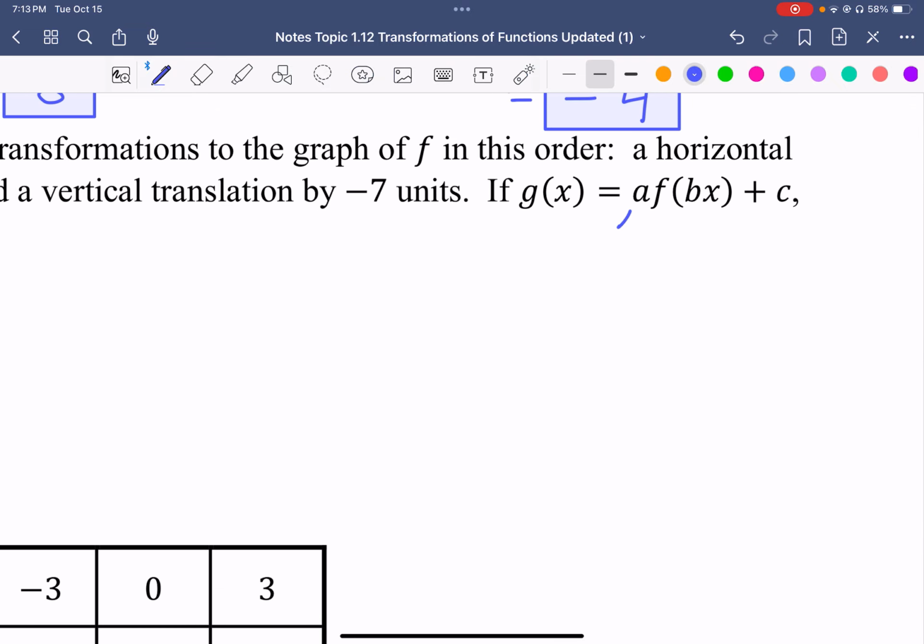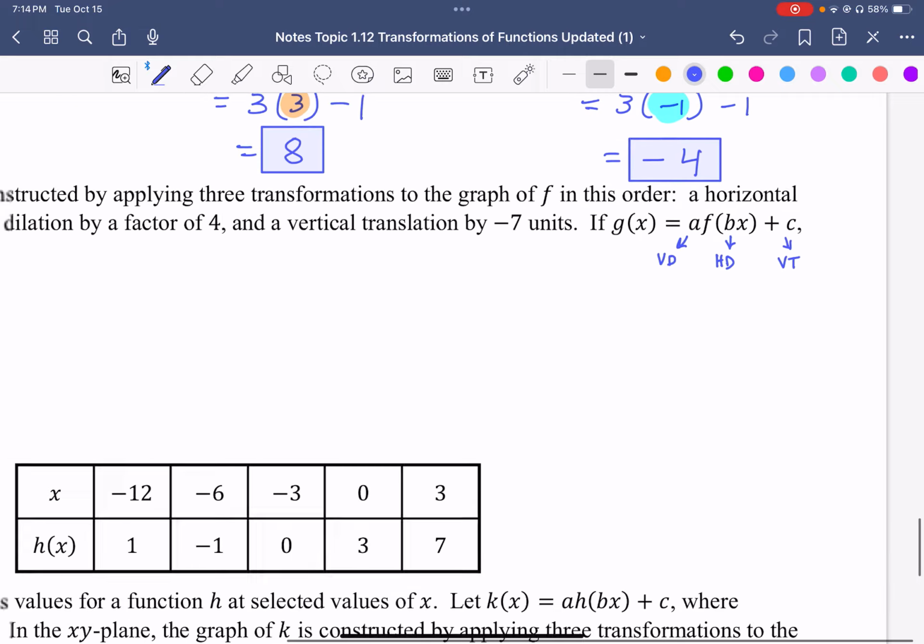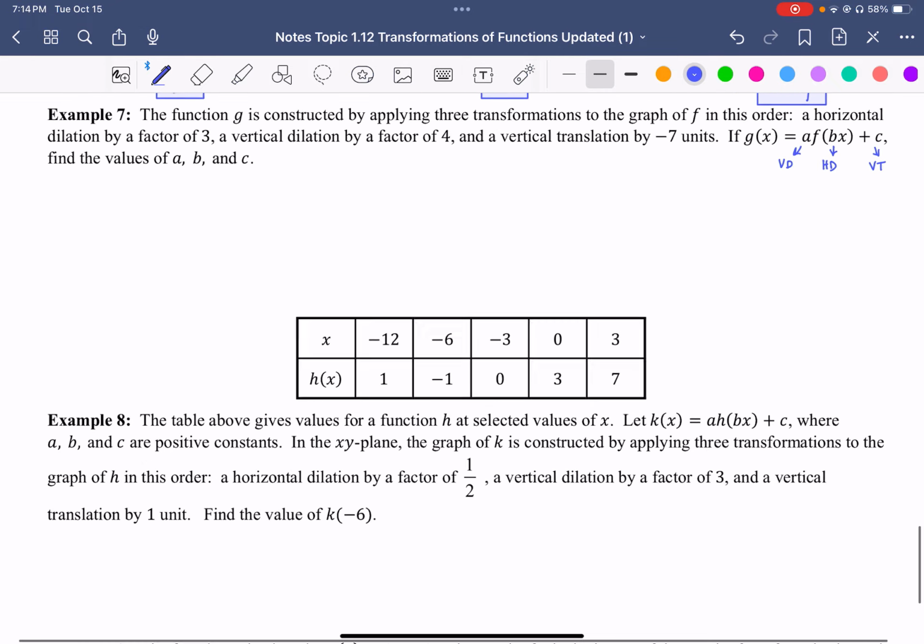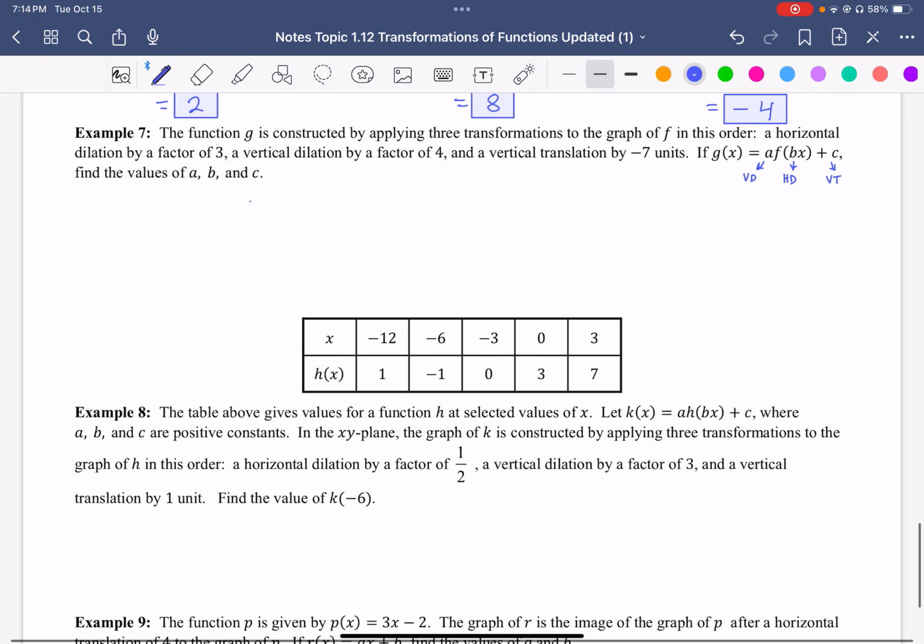Okay, so first let's look at this. Remember that a represents your vertical dilation, is outside of the parentheses and is being multiplied. Whatever is inside the parentheses is your horizontal transformations, and because it's multiplied, I know it's a horizontal dilation. What's on the outside represents your vertical stuff, and because it's being added, it has to be a vertical translation. Okay, so now let's go in order. We're going to say a, b, and c.